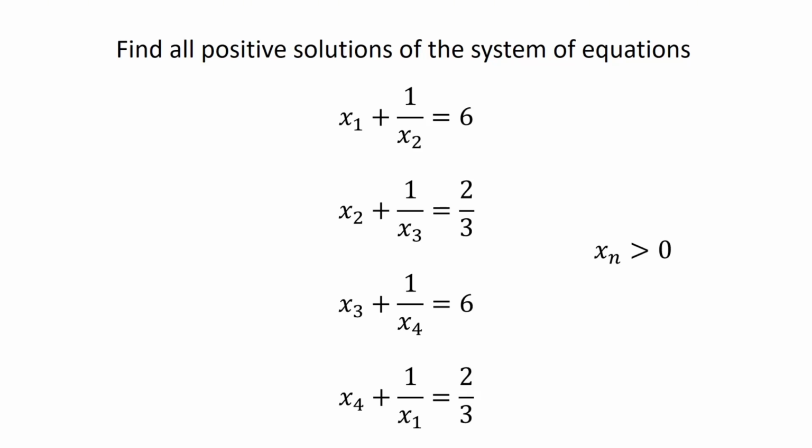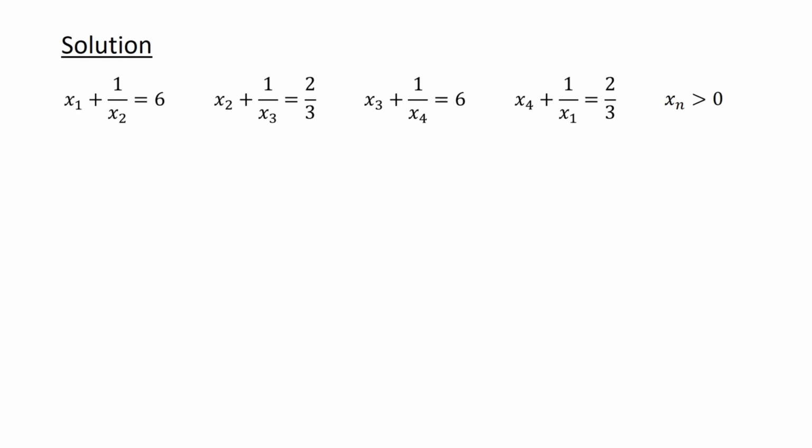In this video, we want to find all positive solutions of the following system of equations. x1 plus 1 over x2 equals 6, x2 plus 1 over x3 equals 2/3, x3 plus 1 over x4 equals 6, and x4 plus 1 over x1 equals 2/3.